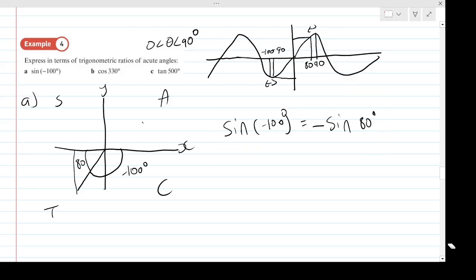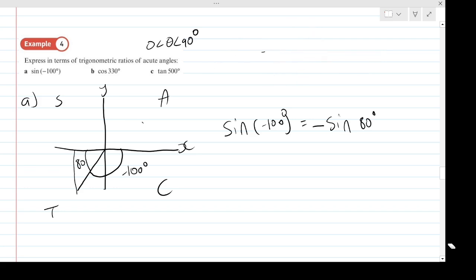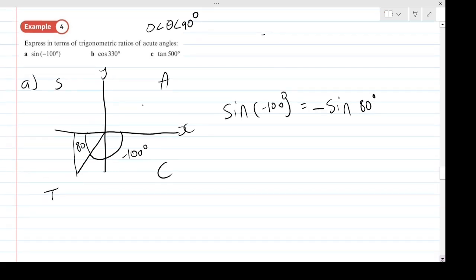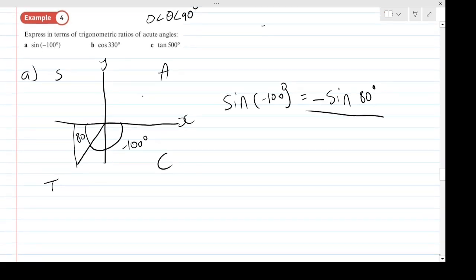Okay, so the graph, hopefully you can see, reinforces why sine of minus 100 is the negative of sine 80, because minus 100 is below the curve, and 80 is above, so it's on the positive y part. So they're just negatives of each other. So there we are. So we expressed it in terms of acute angles, okay? So that's what we mean here. Okay, let's have a look at part B then.